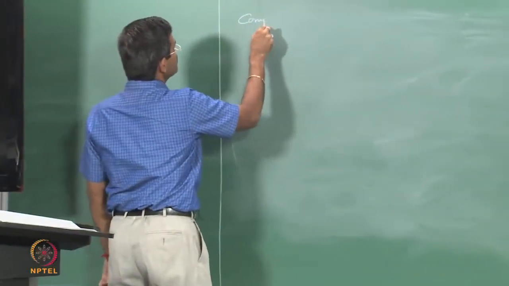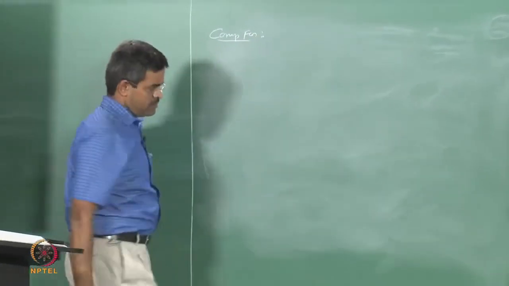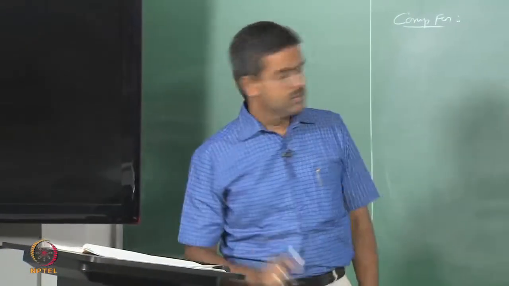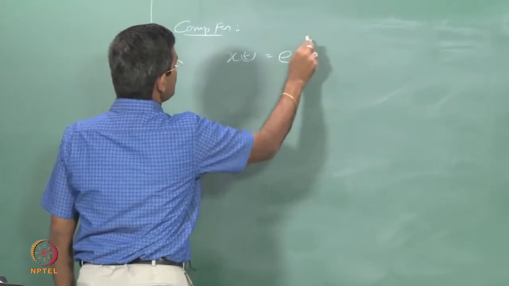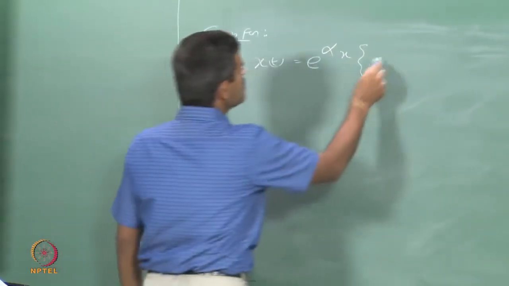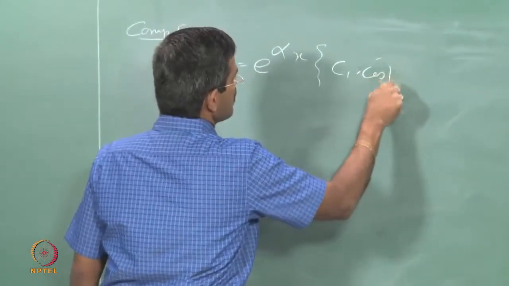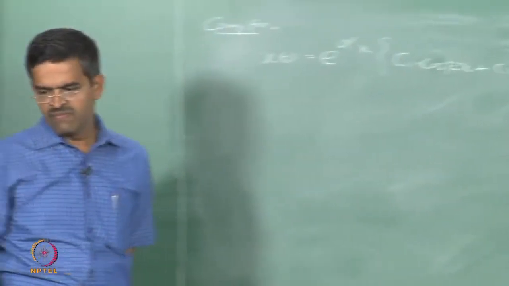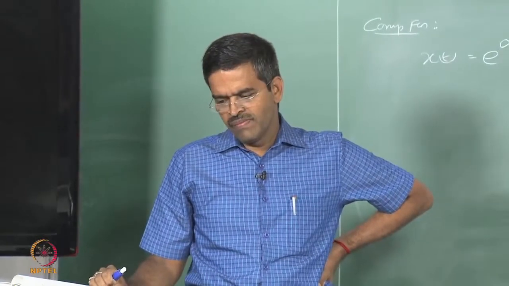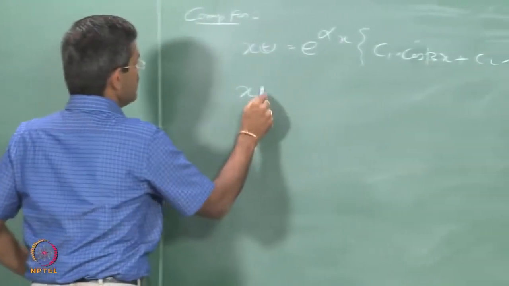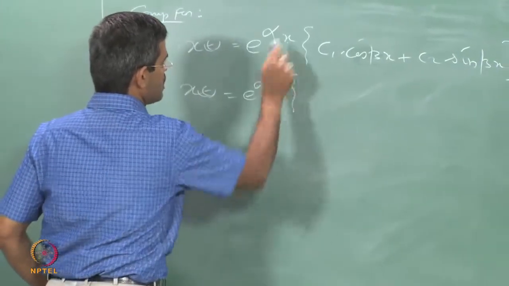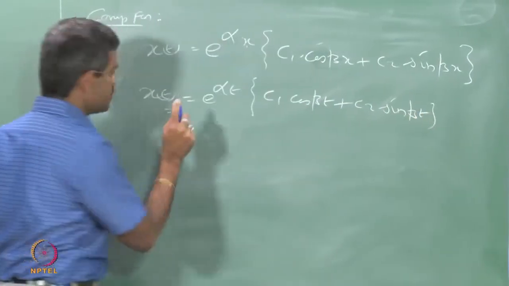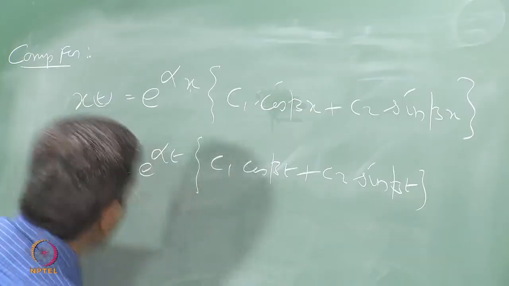So, I write the complementary function for this, which will be e power alpha x into c1 cos beta x plus c2 sin beta x. So, I should say x of t is e power alpha t, because that is the variable, c1 cos beta t plus c2 sin beta t, because I am writing this in the time domain. Okay, this is not t here, this is x simply, the solution.